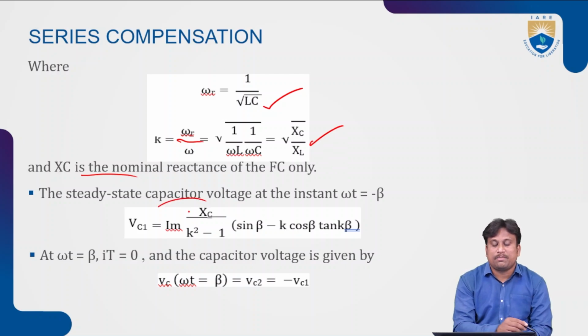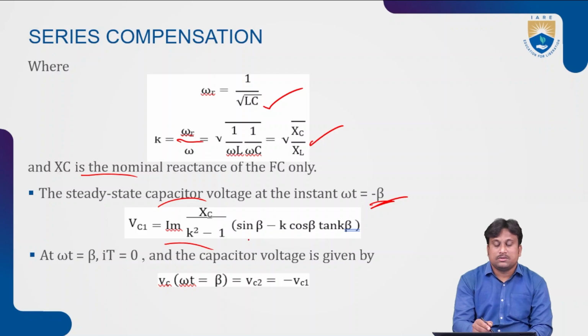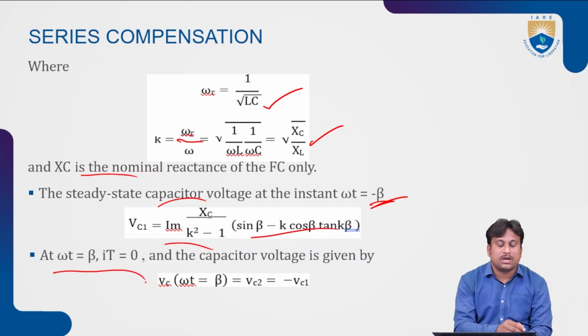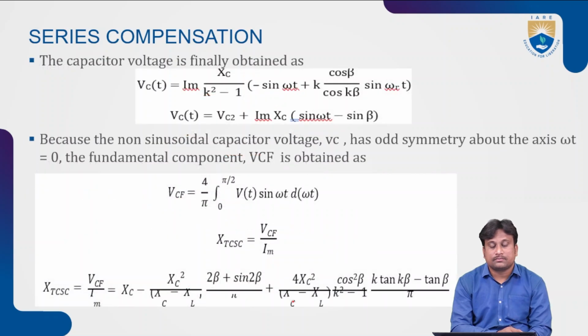So the steady state capacitor voltage at the instant omega t equals minus beta gives Vc1 equals Im Xc by k square minus 1, so sin beta minus k cos beta tan k beta will exist. At omega t equals beta it becomes 0. The capacitor voltage at omega t equals beta is Vc2, that is equal to minus Vc1.